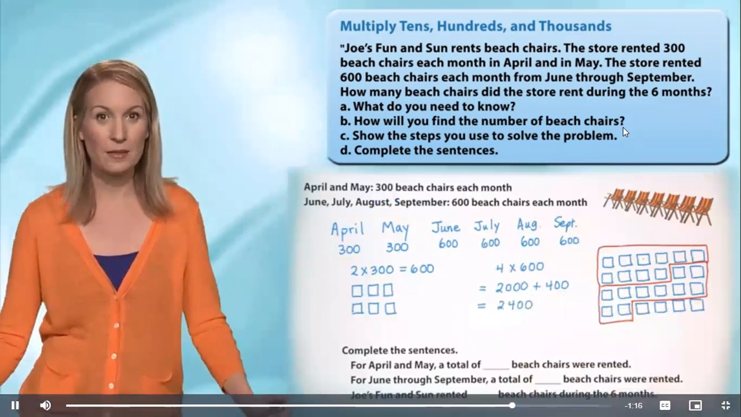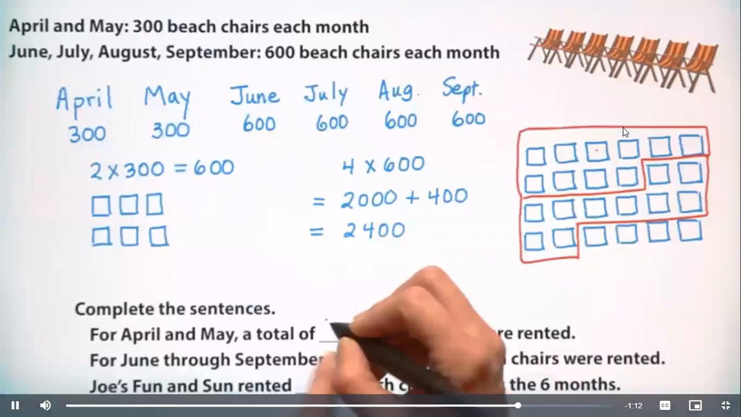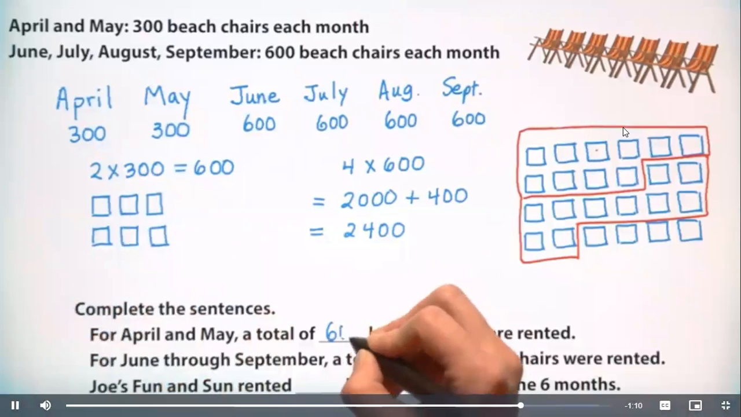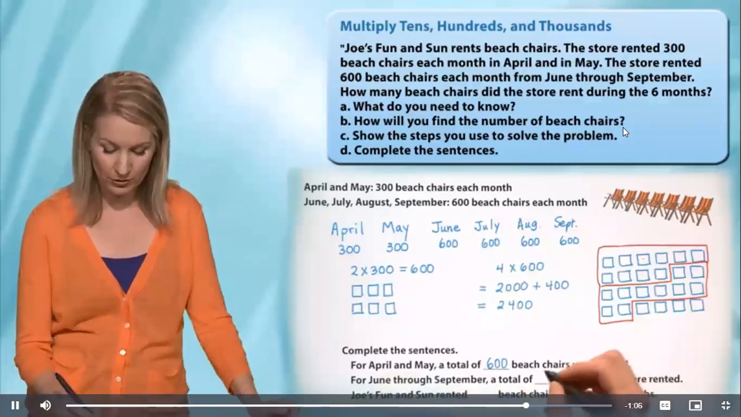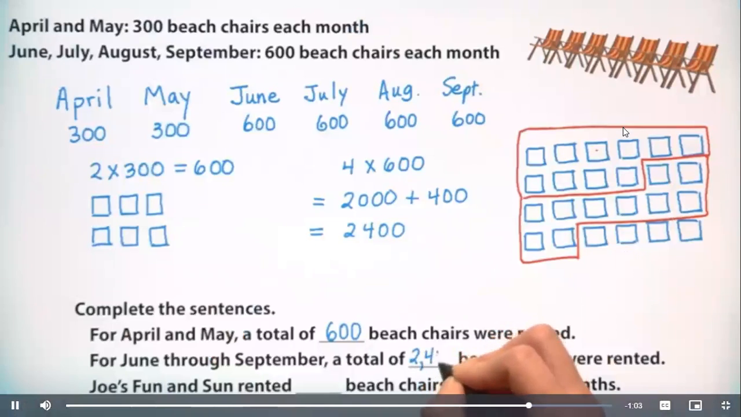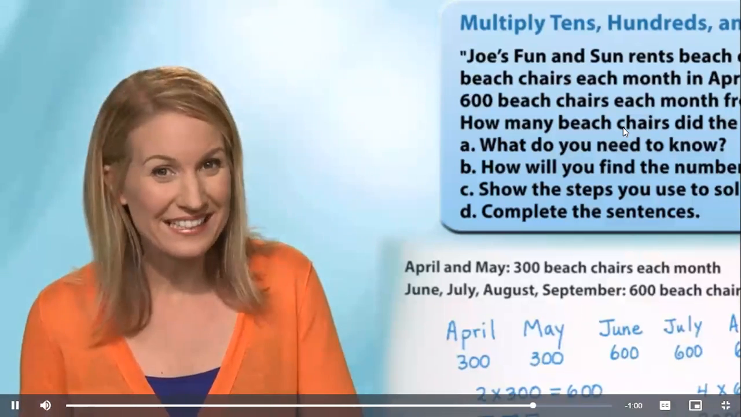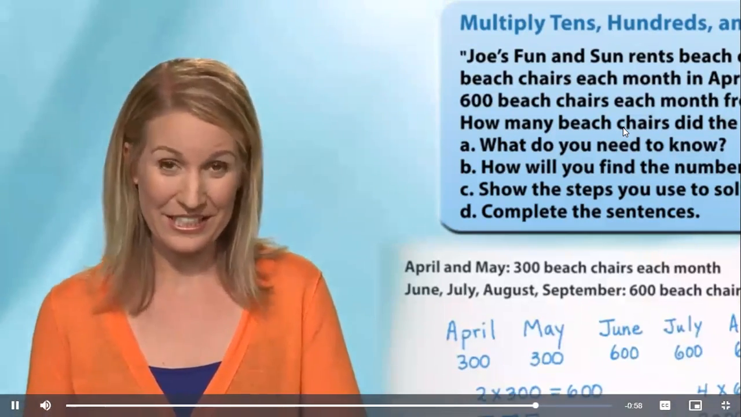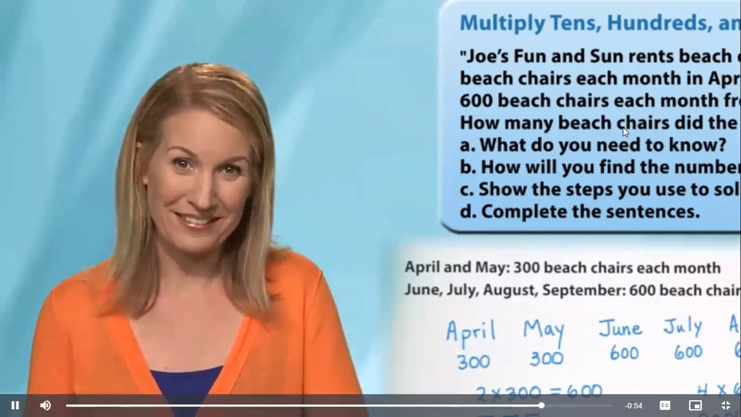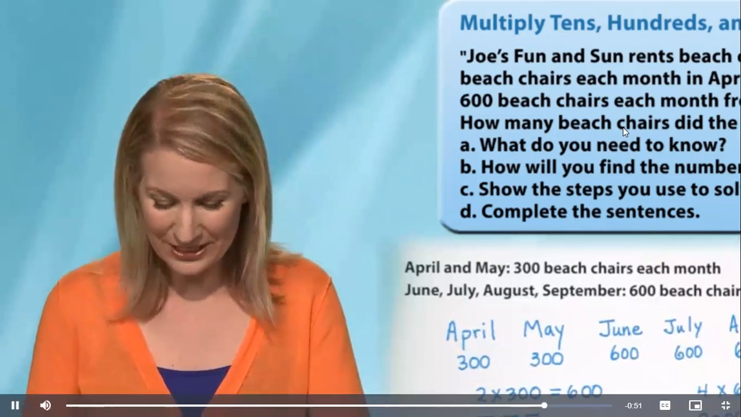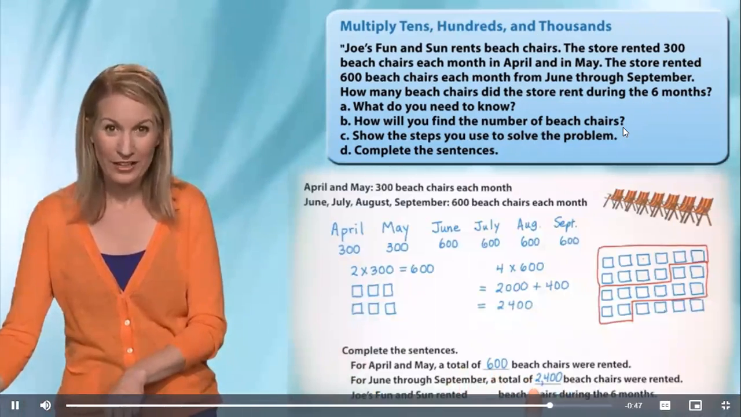Okay, so let's fill in some of the blanks. For April and May, a total of 600, we figured that out before, 600 beach chairs were rented. And for June through September, a total of 2,400 chairs were rented. So that leads us to the punchline, which is how many beach chairs were rented in the entire 6 months? We're just going to add up 600 and 2,400.